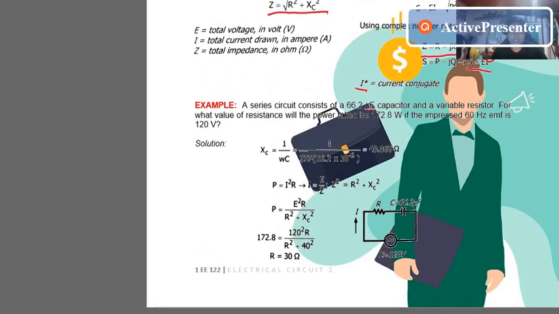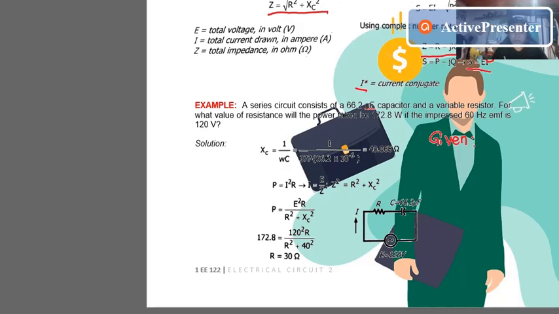A series circuit consists of a 66.2 microfarad capacitor and a variable resistor. For what value of resistance will the power taken be 172.8 watts if the impressed 60 Hz EMF is 120 volts? First, take note of the given in our problem to make it easier.